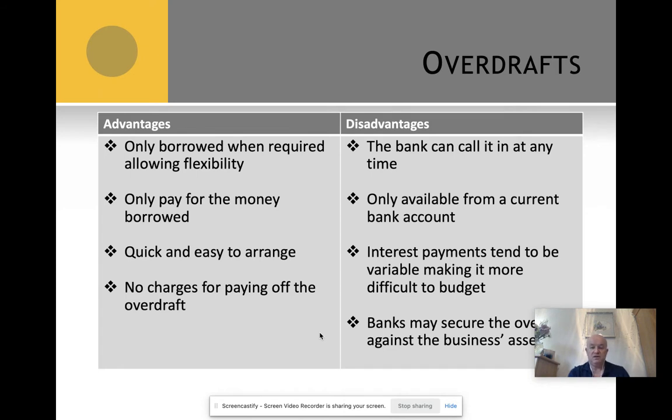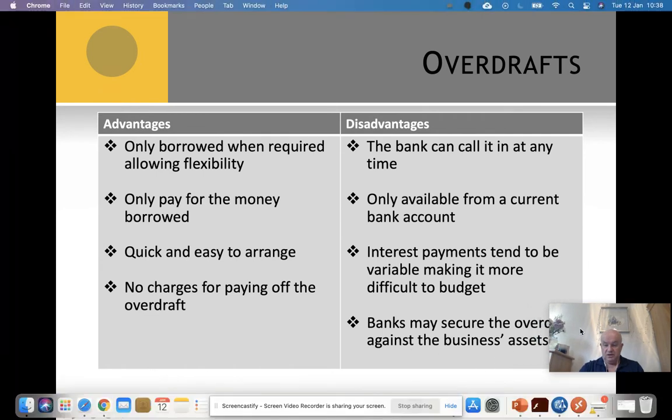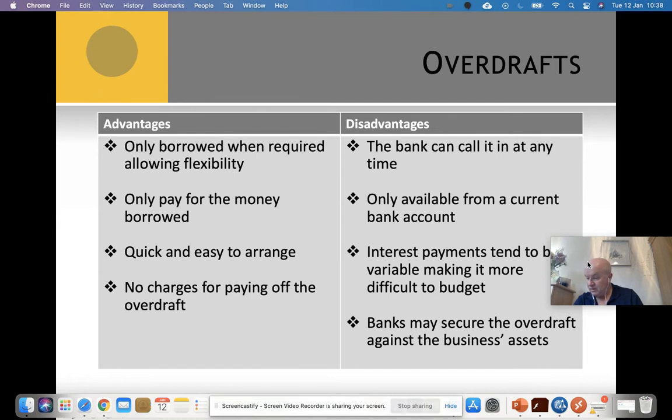Okay. Disadvantages, like I mentioned to you before, the bank can sometimes call that in at any time. Sorry, I've got a landline call in the background, if you can hear that buzzing. They're only generally available from the current bank account. Interest payments tend to be variable, which makes it quite tricky to budget. And in some cases, the banks might actually require an overdraft to be set against different business assets.